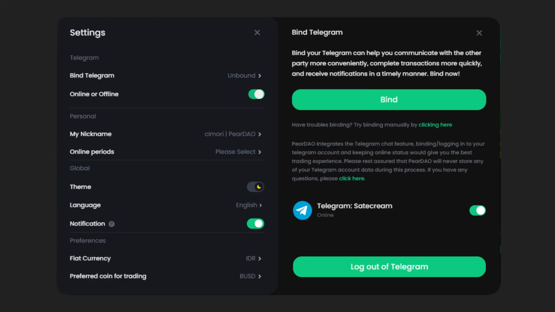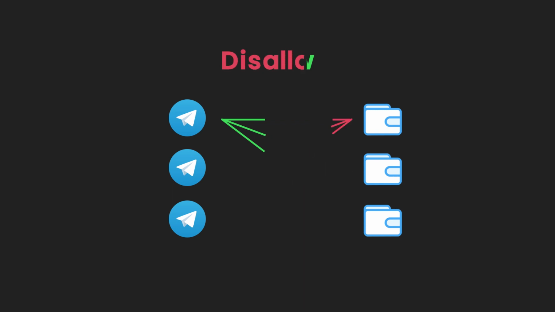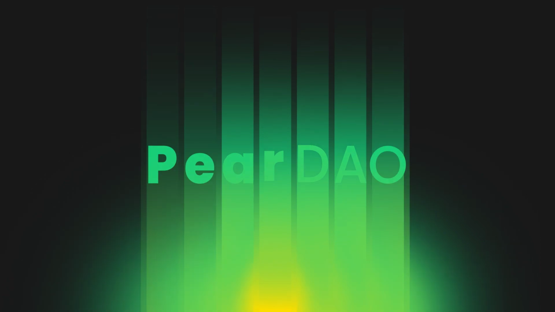Additionally, in the settings menu, you can enable or disable your online status. To protect users from unwanted access to their operation, we only allow 1 Telegram account per address, but multiple addresses per 1 Telegram account. Start trading anonymously on PearDAO.